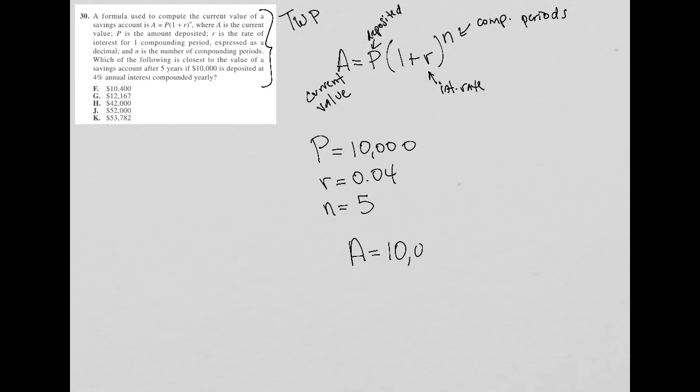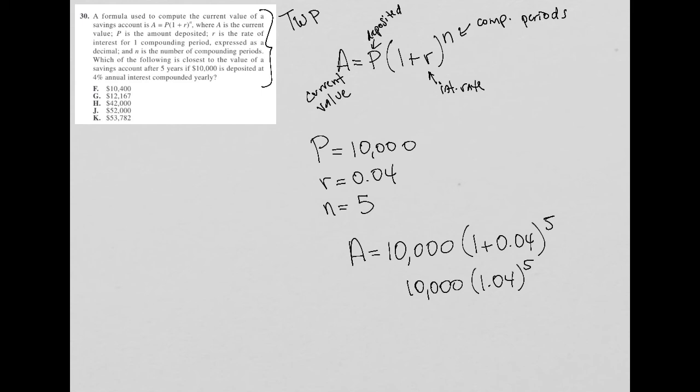So A equals 10,000 times 1 plus 0.04, right? The decimal version of 4%, to the fifth power, turns into 10,000 times 1.04 to the fifth power. And now we have to make sure that we do this in the right order, right? So I'm not going to multiply by 10,000 first. I'm going to, first of all, raise this 1.04 to the fifth power.